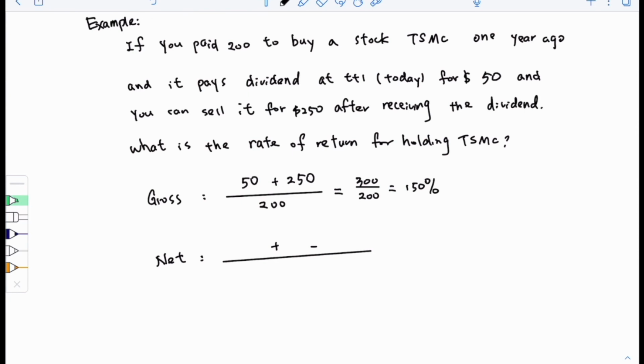How about the net return? Again, it will be high, but it will be of different number. We know we are going to receive the $50 dividends, $250 for selling the stock. However, we pay $200 for it, so we need to take that out. And then what it ends up to be is that we are going to have 100 divided by 200. So then the net rate of return will be equal to 50%. So this completes the discussion related to asset pricing for this class.